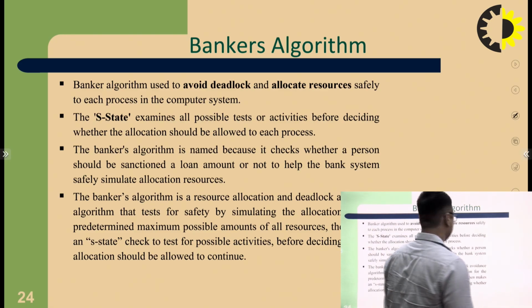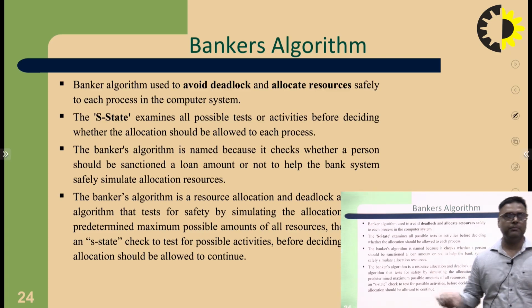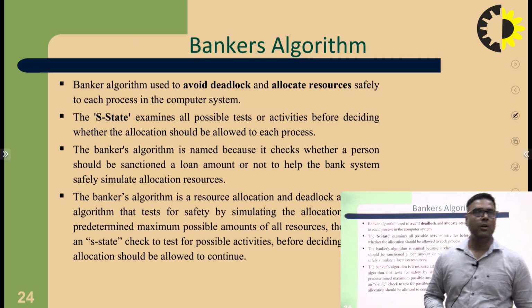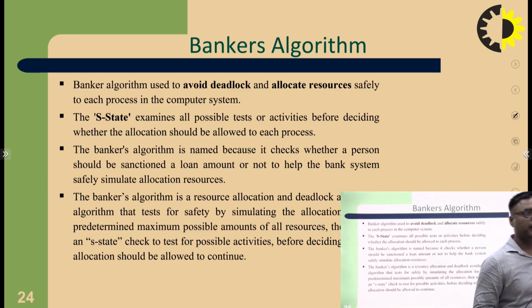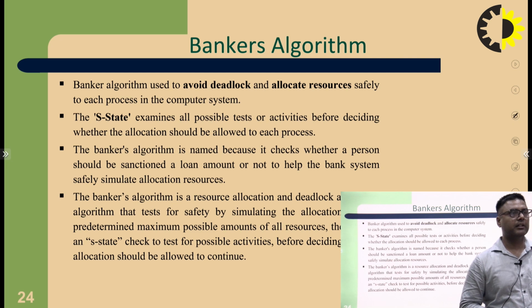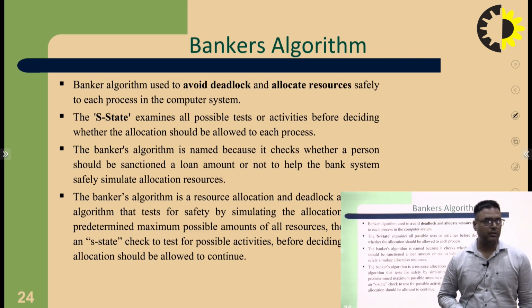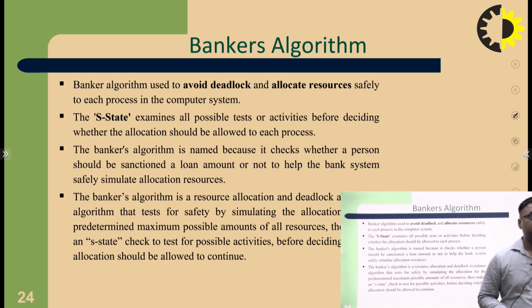The Banker's algorithm is used to avoid deadlock and allocate resources safely to each process in the computer system. The safe state examines all possible tests or activities before deciding whether the allocation should be allowed to each process. The Banker's algorithm is named so because it checks whether a person should be sanctioned a loan amount or not, to help the bank system safely simulate allocation of resources.